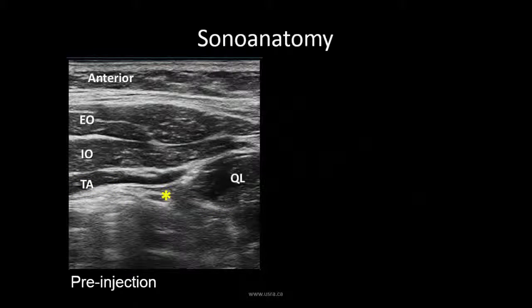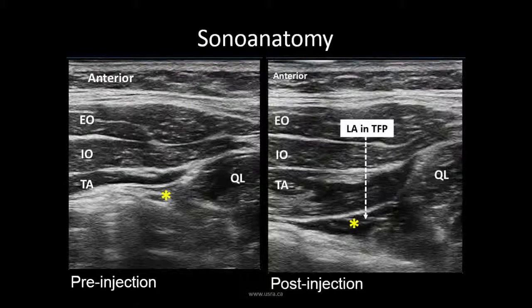The target for needle tip placement is just deep to the fascia of transversus abdominis. Injection here produces a visible pocket of local anesthetic that pushes the retroperitoneal fat downwards. Injection above the fascia distends the transversus abdominis muscle, as has happened here, and is a sign that the needle needs to be advanced one fascial pop deeper.